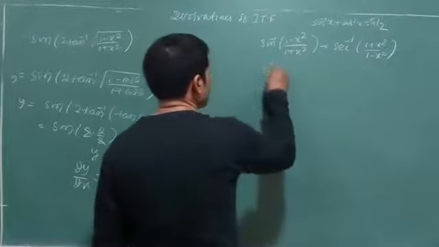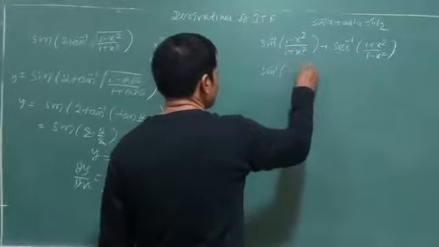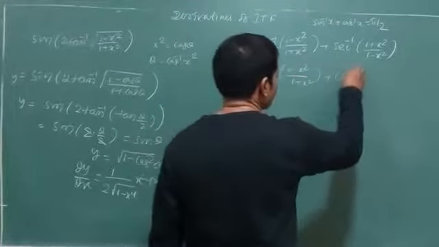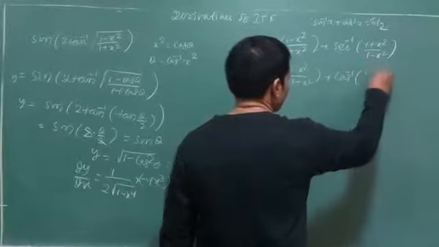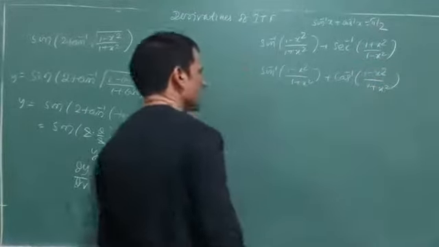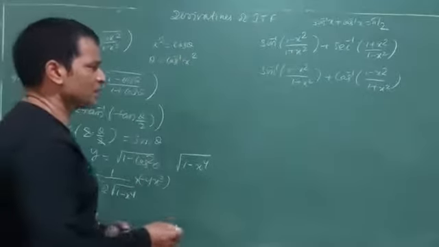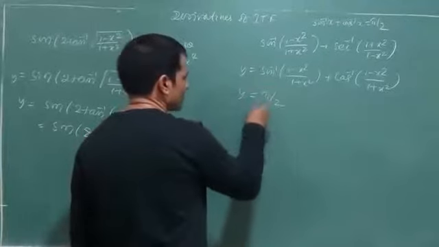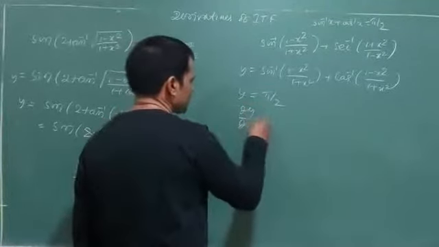So what to do here? Sin inverse (1 minus x square by 1 plus x square), and convert this one into cos inverse of 1 by x, that is, (1 minus x square by 1 plus x square). Now you look at the argument, both are the same now. Sin inverse x plus cos inverse x is equal to pi by 2. So y equals pi by 2, dy by dx straight away gets 0.